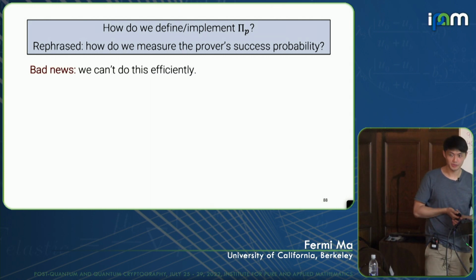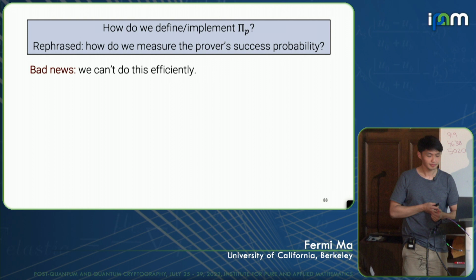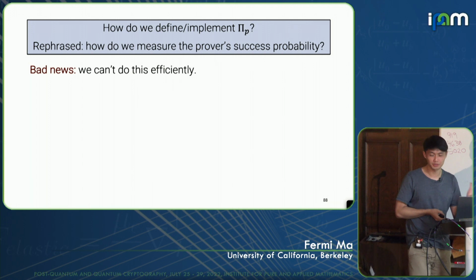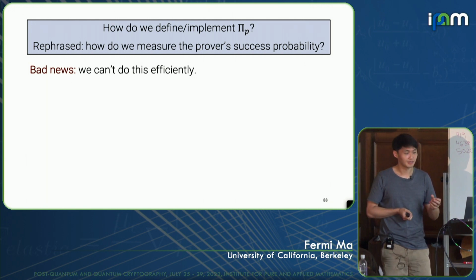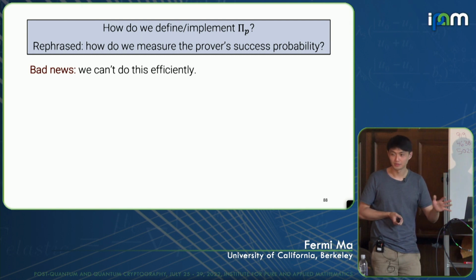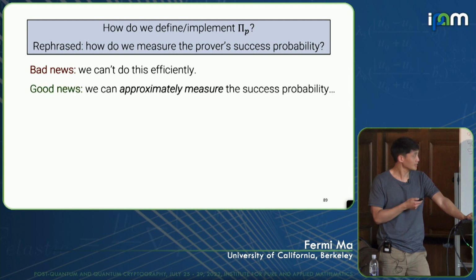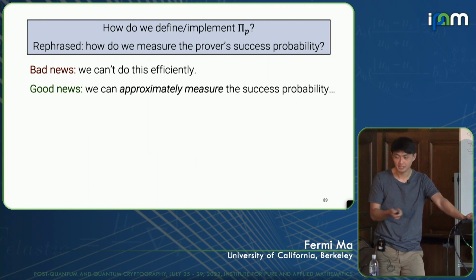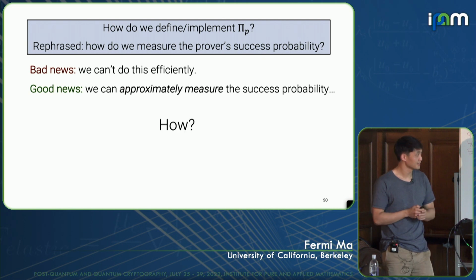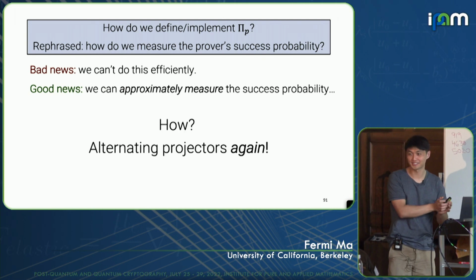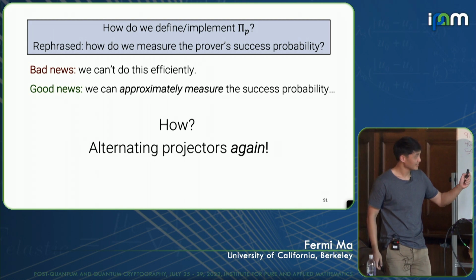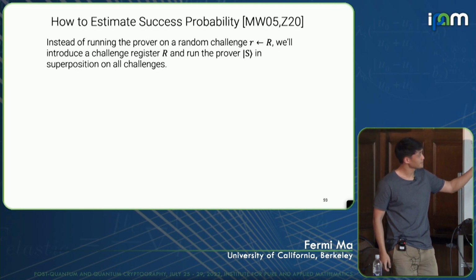The bad news is we actually can't do this efficiently. And not just that it seems hard to do, but if there were a general procedure to do this, then I think it would imply that sharp P is contained in BQP. So we really will not expect to write down a general procedure for this. The good news is that even though you can't do it efficiently, you can approximate this to any precision you want, any inverse polynomial precision you want. I'll say how this is done. It's a technique called alternating projectors, again. Let's see how that works.